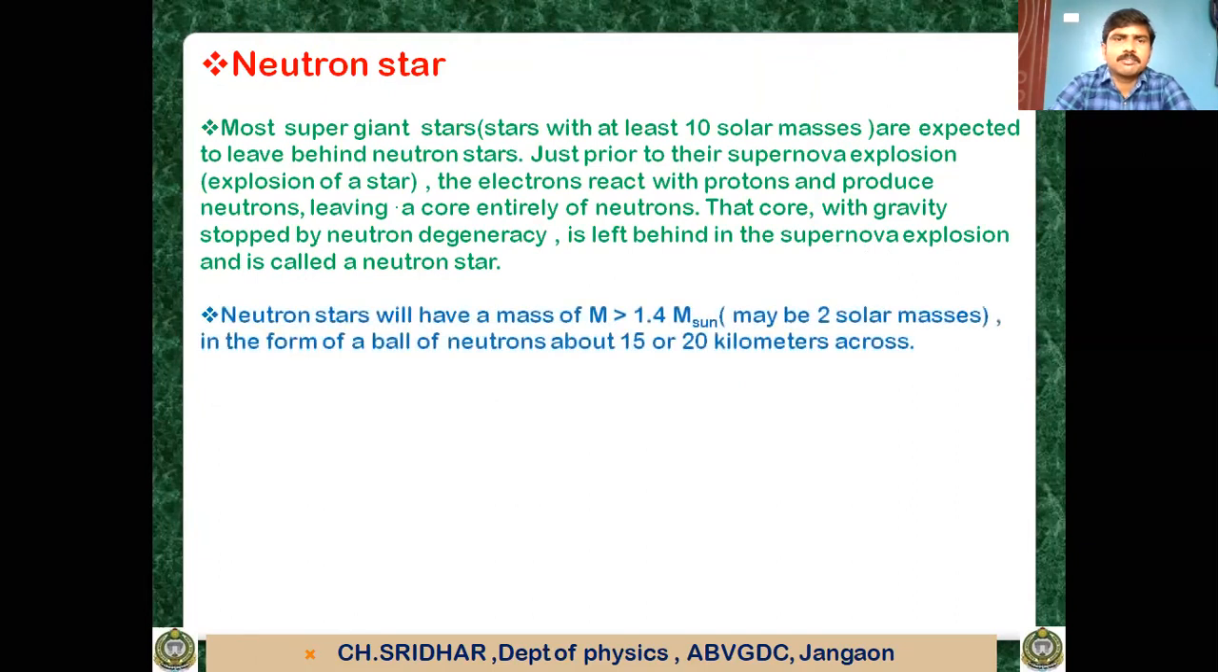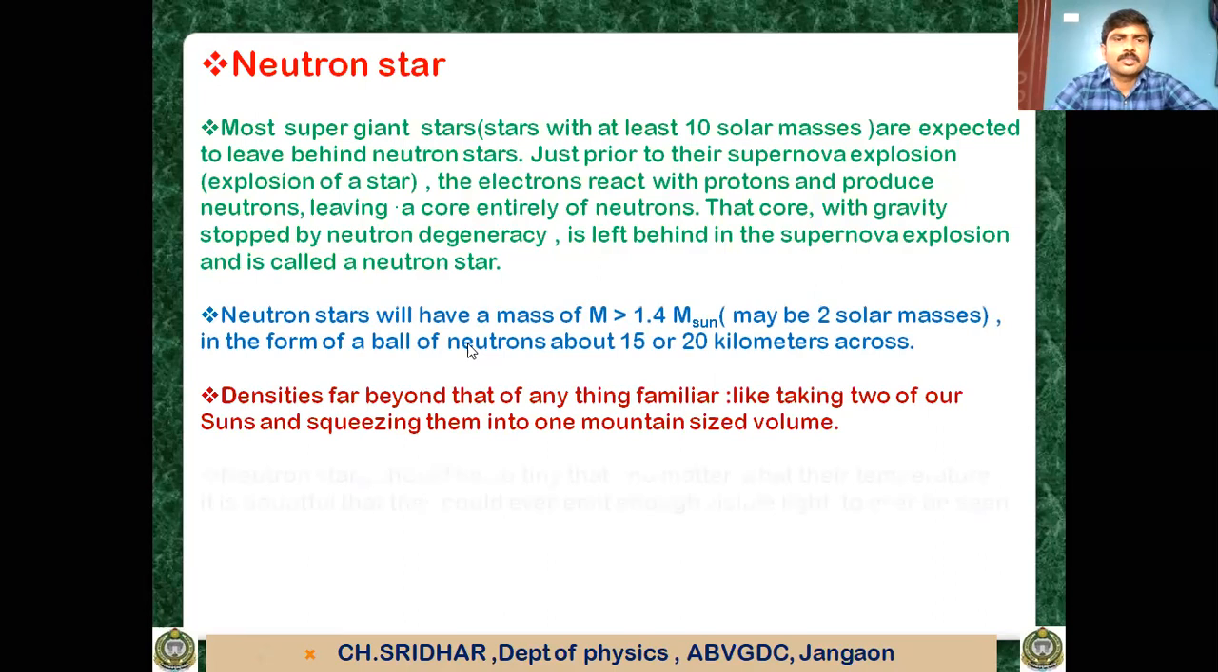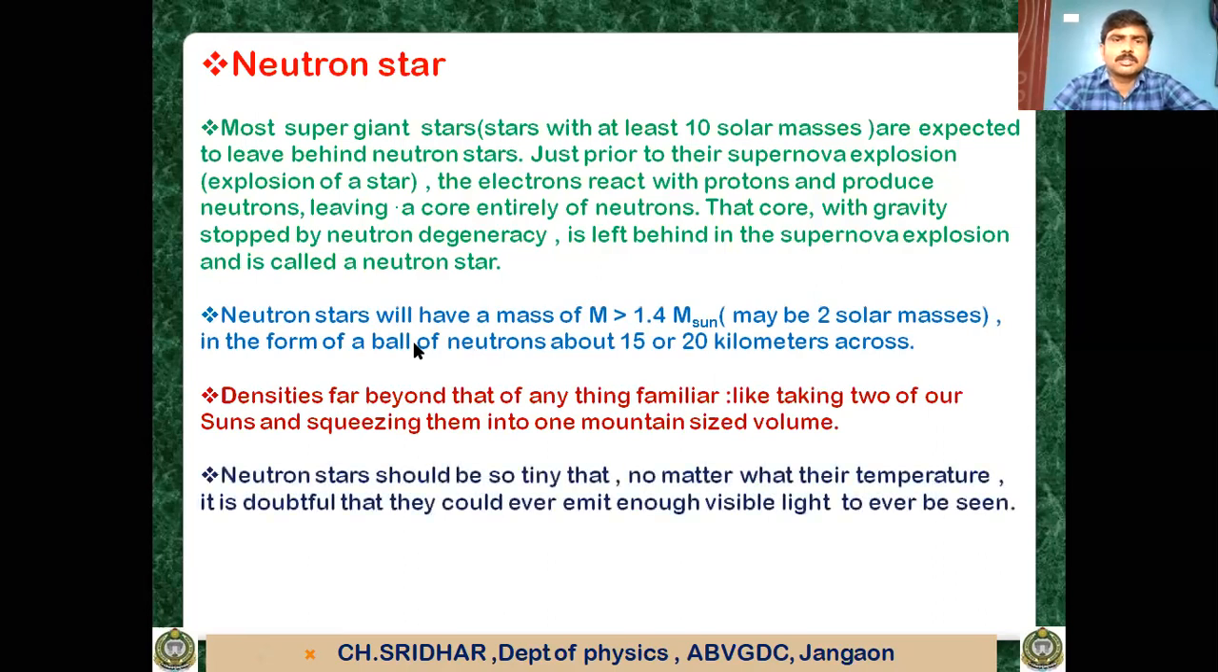So neutron stars will have a mass M greater than 1.4 times M sun, that is the mass of the sun, and are in the form of a ball of neutrons about 15 to 20 kilometers across. So the density is far beyond that of anything familiar, like taking two of our suns and squeezing them into one mountain-sized volume. So neutron stars should be so tiny that no matter what their temperature, it is doubtful that they could ever emit enough visible light to ever be seen.